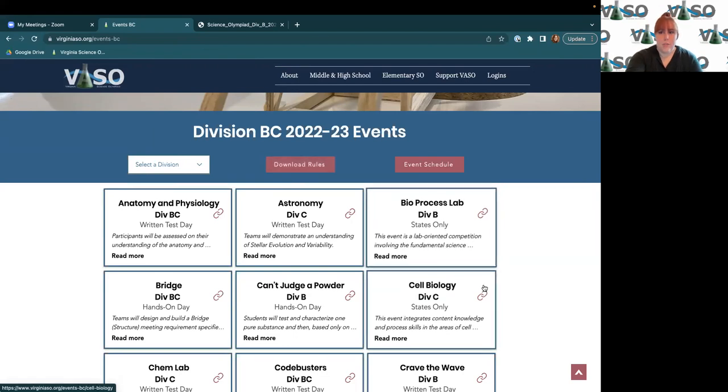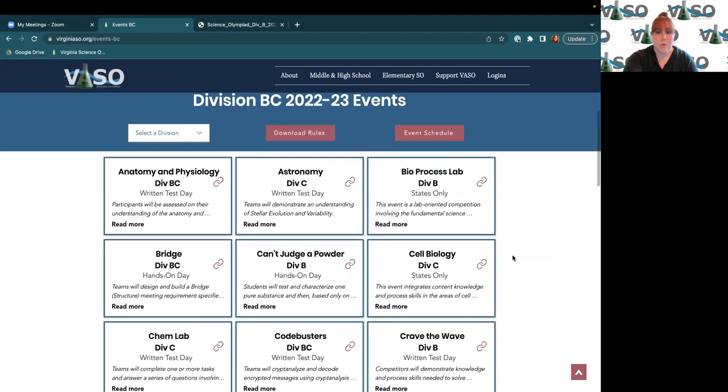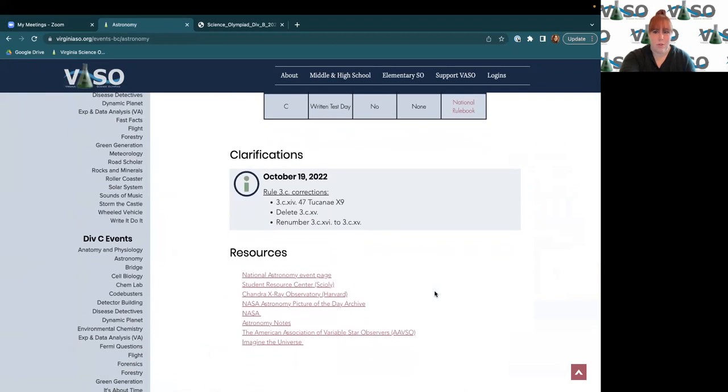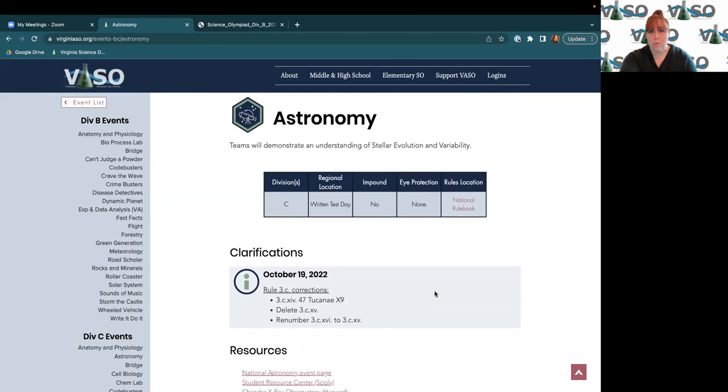Okay. Just to briefly show you what it's like on our website before I go into the actual rule book, if you click on any event, we do have a page for that, which just has some brief information. And for most of them, like I said, the rules location is the national rule book. Karen will be talking more about clarifications and impound and I'll talk about eye protection. But every event has a page, and there are also resources posted for many of those events. So this is a good reference page to start for coaches and for students.